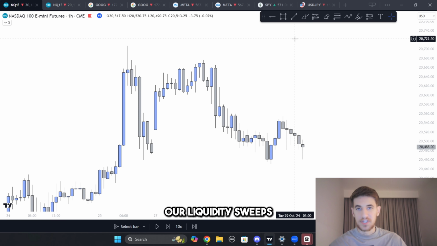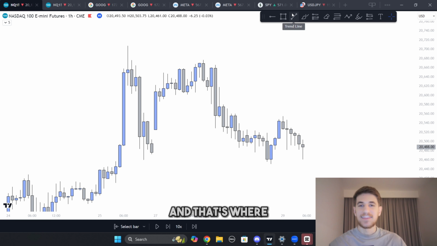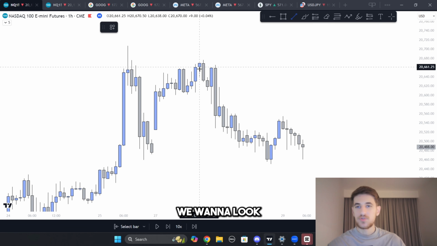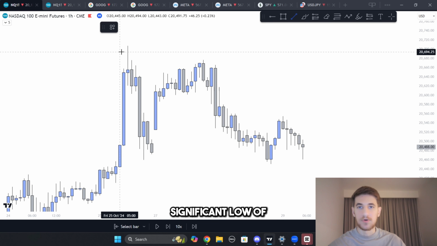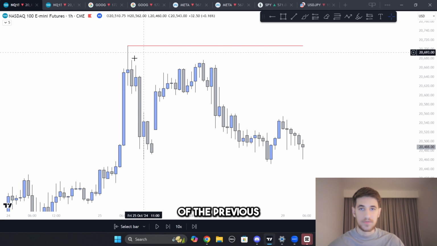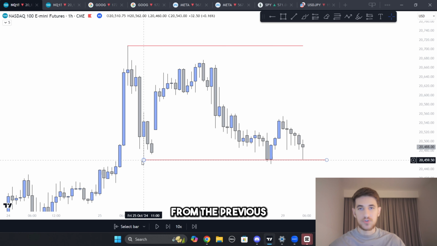To find our liquidity sweeps, the way I personally do it is I go on the higher time frames like the 1 hour, 2 hour, or 4 hour, and that's where I look for my setups, and then I'll drop down to a lower time frame and look for my entries. In this case, we are on the 1 hour time frame on NQ, and right away we want to look for the most significant high and the most significant low of this previous trading session. Our most significant high is all the way up here because this is the highest point of the previous trading session, and our most significant low is all the way down here from the previous trading session again.